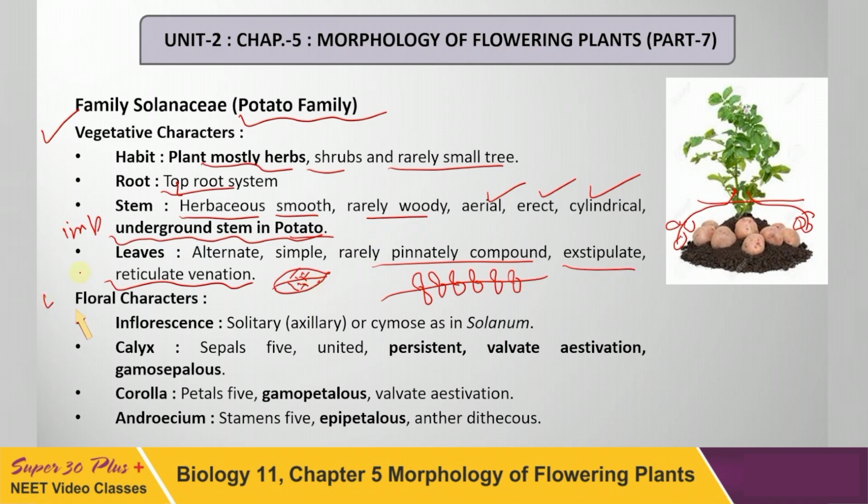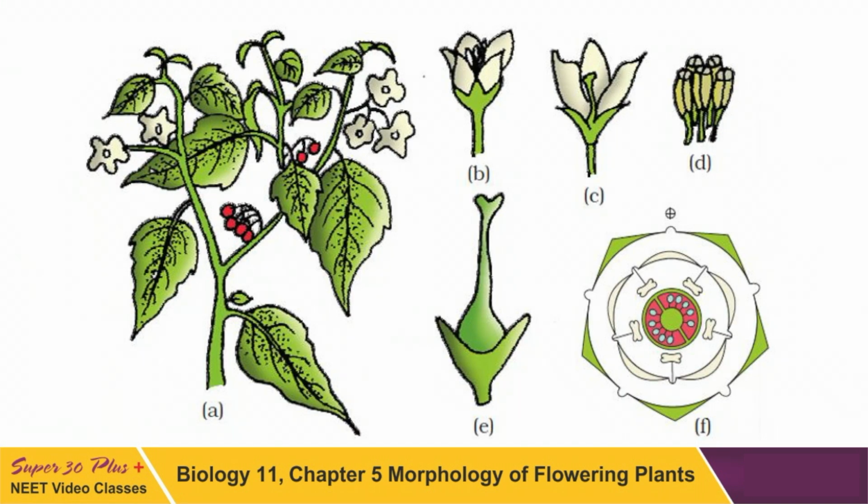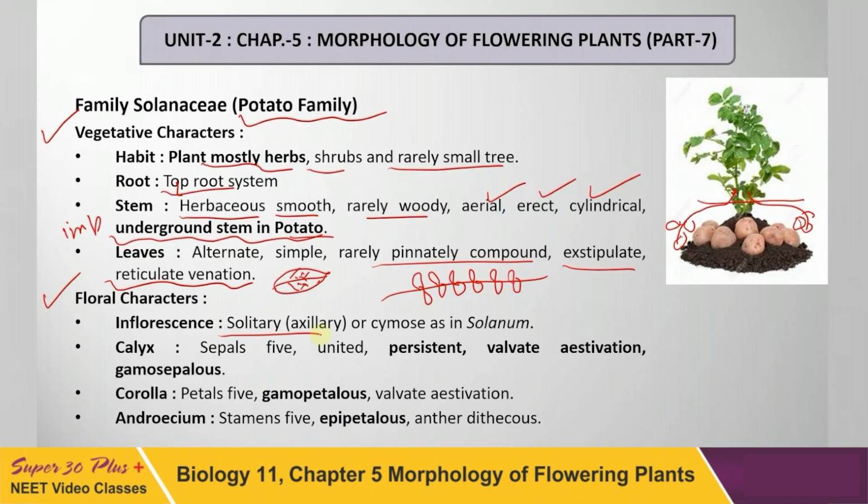Come to the next, that is floral characters. Inflorescence: the flower may be borne single, solitary, axillary, or that may be cymose, as in case of Solanum. You know Solanum is one of the important genera of this family. Come to the outermost floral whorl, that is calyx. There are 5 sepals. All these are united, that's why it is known as gamosepalous. You know the meaning. Persistent, a very important character this one is.